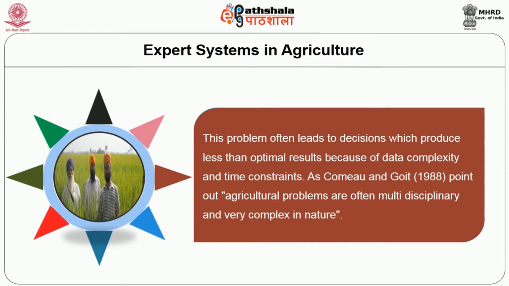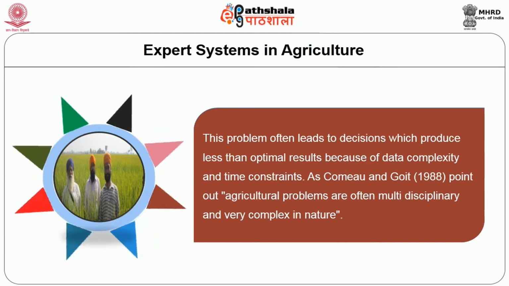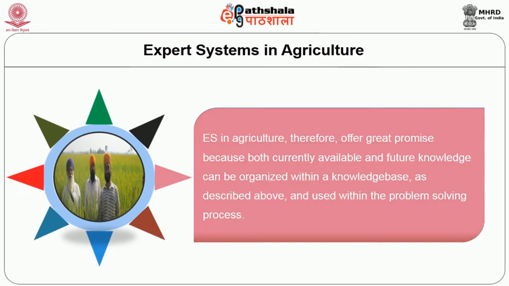As Comia and Goit pointed out in 1988, agriculture problems are often multidisciplinary and very complex in nature. Expert systems in agriculture, therefore, offer great promise because both currently available and future knowledge can be organized within the knowledge base.